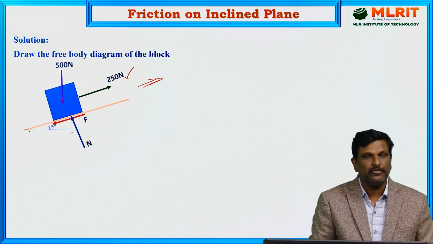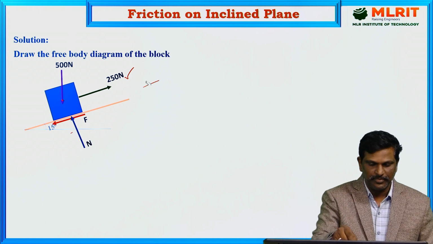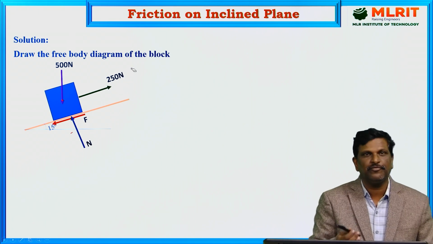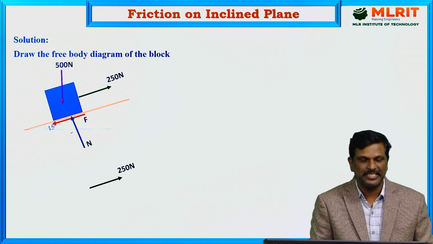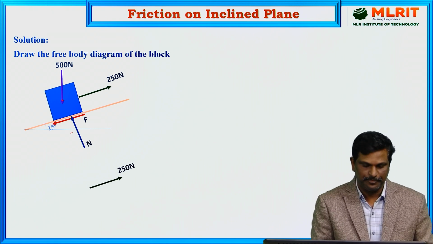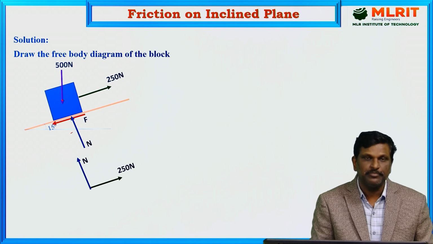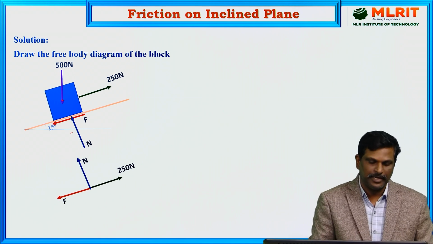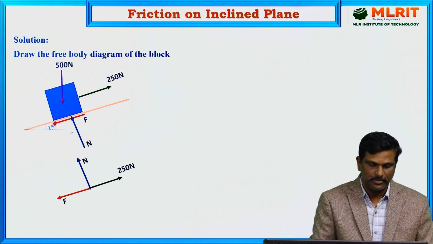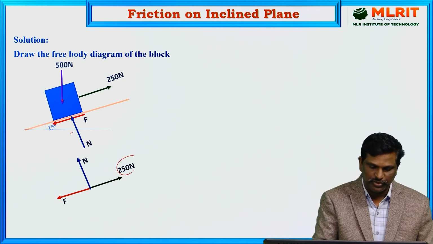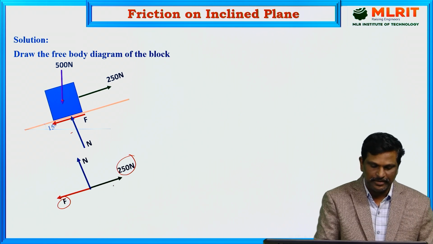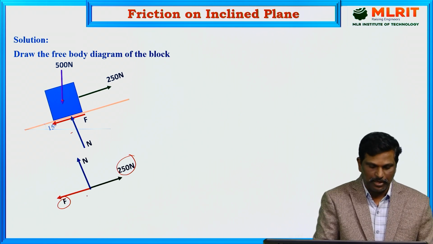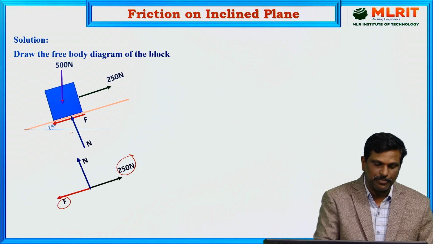Now draw the force diagram. This is the free body diagram. Now draw the force diagram, showing only forces. So the 250 newton force is acting parallel to the plane, a normal reaction is perpendicular to the plane, and friction is again along the plane. See here, the applied force and friction are in opposite directions and they are along the plane or parallel to the plane, and normal reaction is perpendicular to the plane.